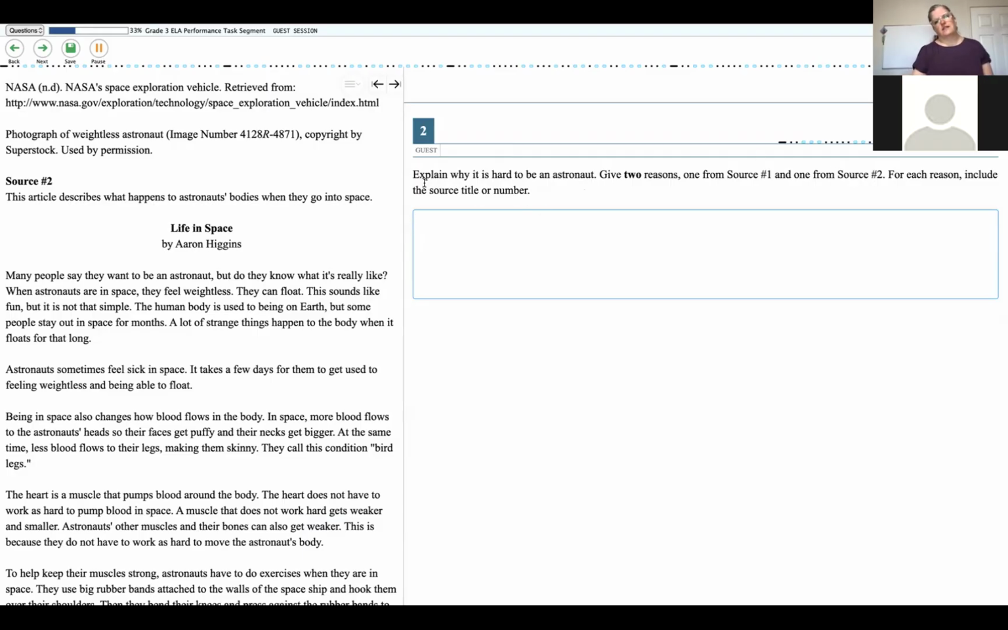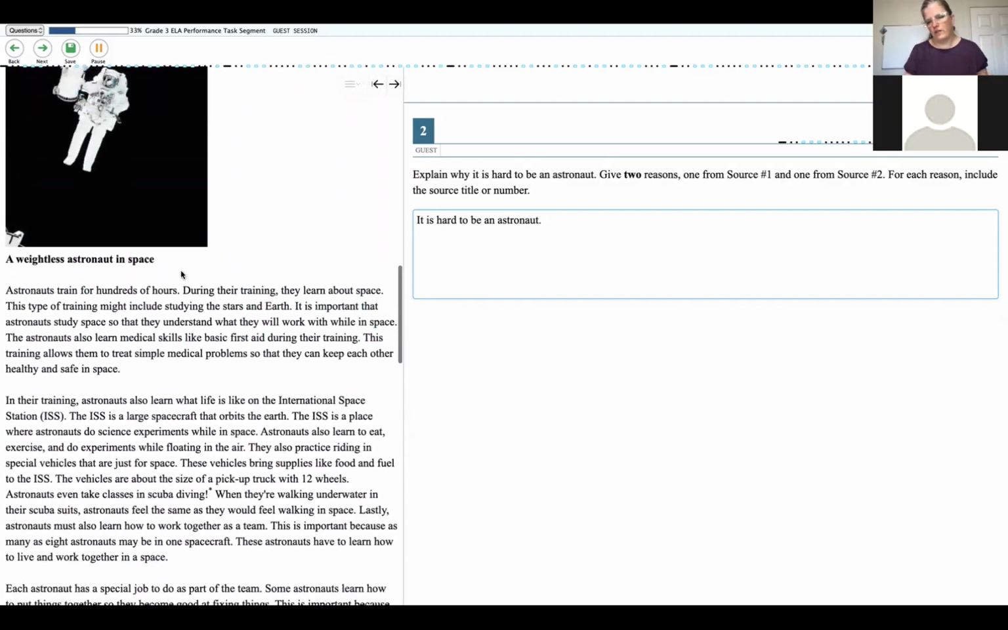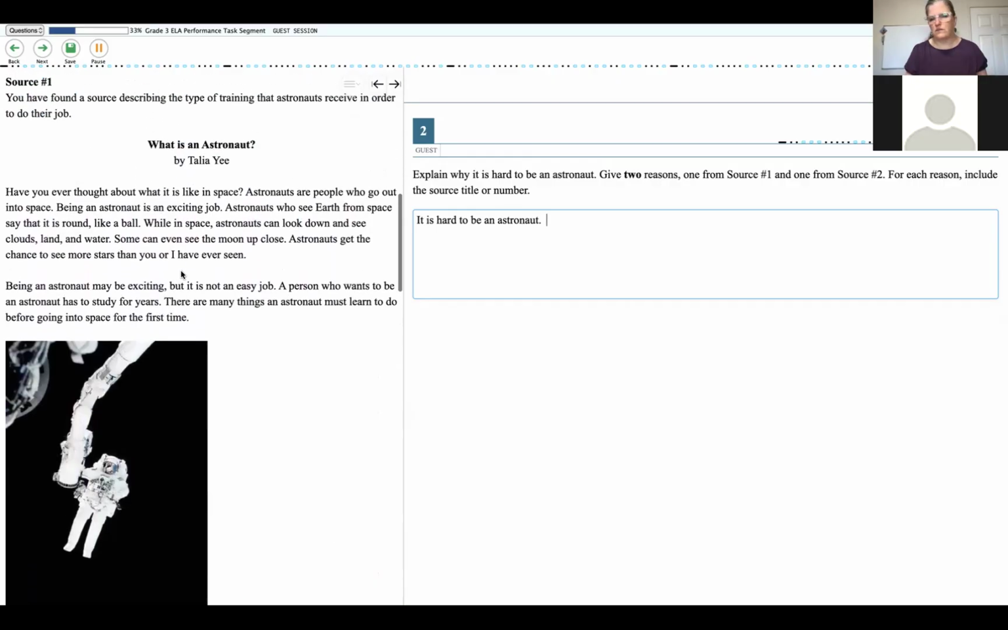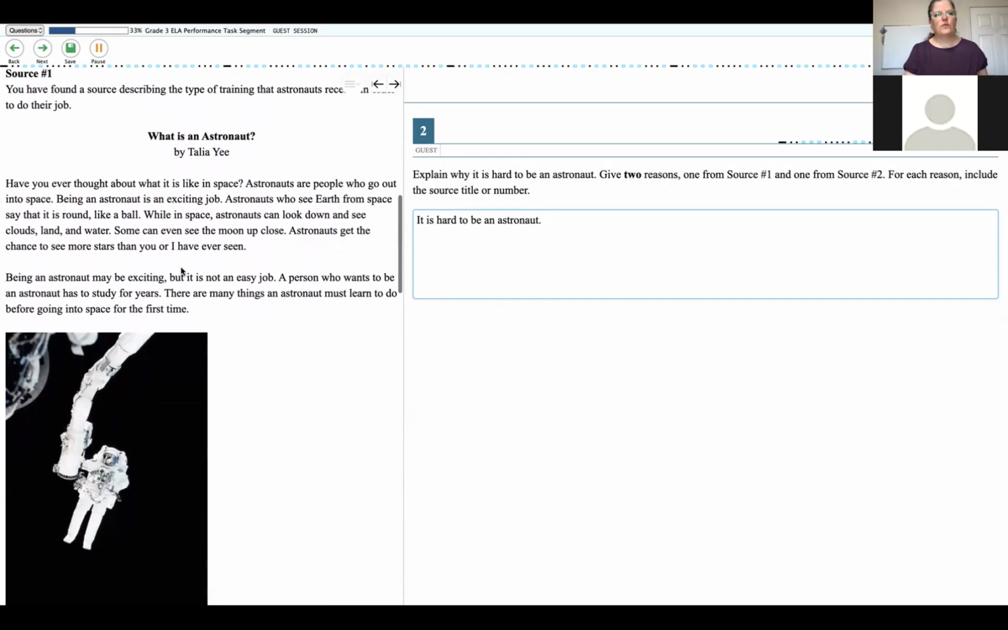So it's going to go like this. Look at what it's wanting you to explain right here. It says explain why it is hard to be an astronaut. The first thing you do is type that out. It is hard to be an astronaut. Just like that, you got your first sentence. Then it says give two reasons. So this is where you got to come back over here. This will always be here, by the way, on the left side. So you can scroll through this as much as you need to during the test. Okay, so it says give two reasons.